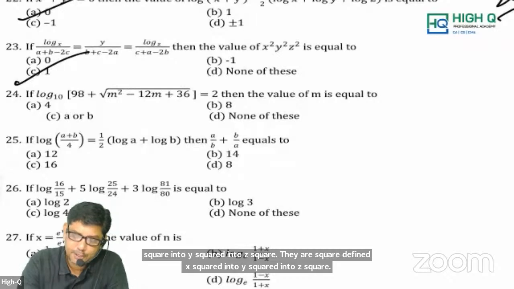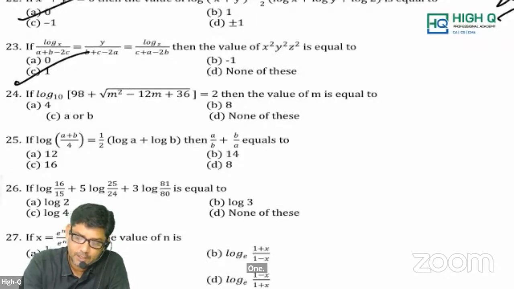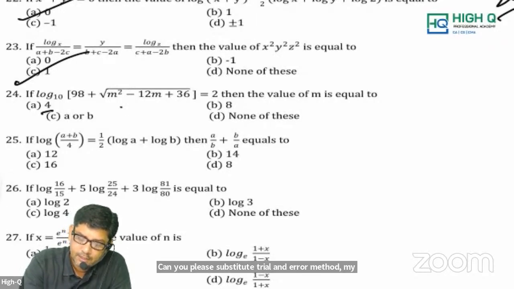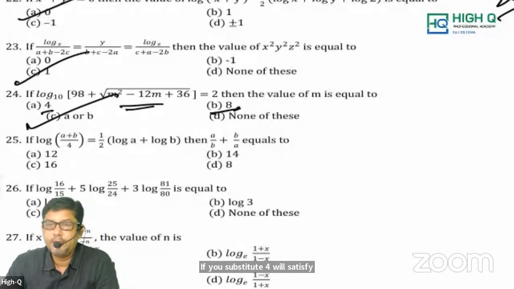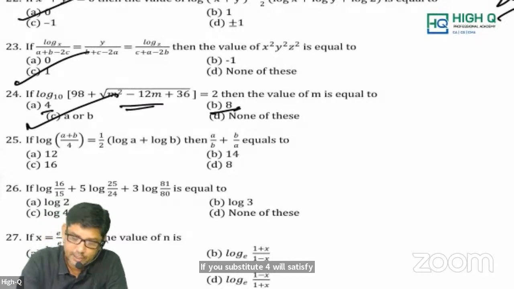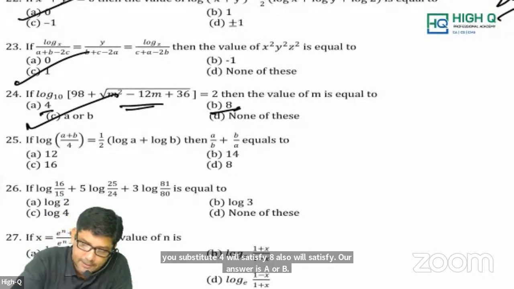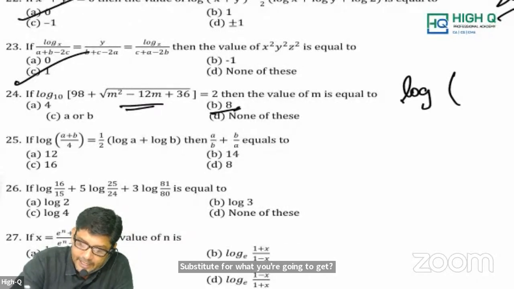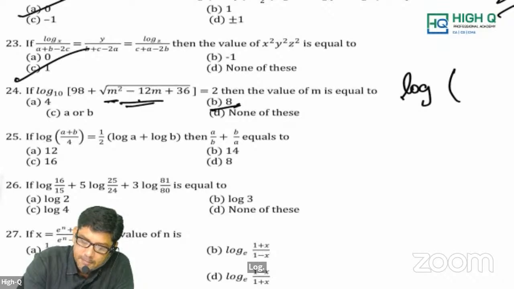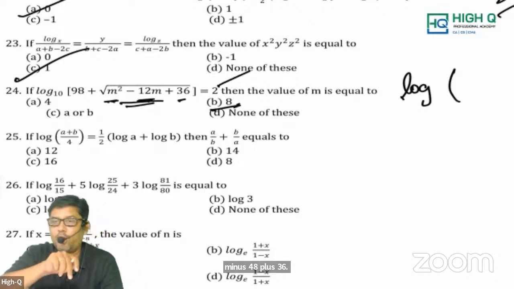Can you please substitute, trial and error method, my dear? If you substitute 4 it will satisfy. 8 also will satisfy. Our answer is A or B. If you want to check, you can check it. Substitute 4, what are you going to get? Log 98 plus 16 minus 48 plus 36, root 4, which is equal to 2. Log 100, 2. Yes, sir. 8 also satisfies.